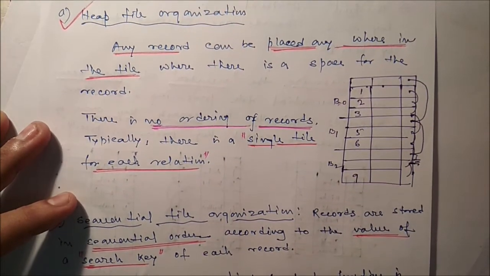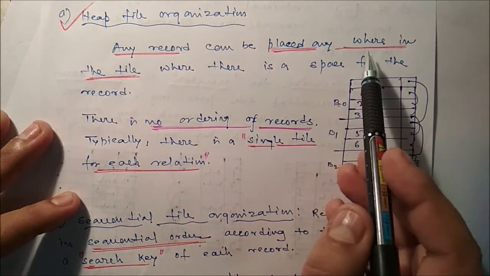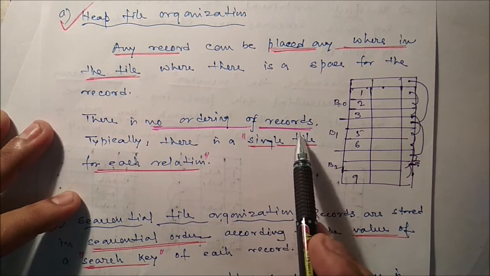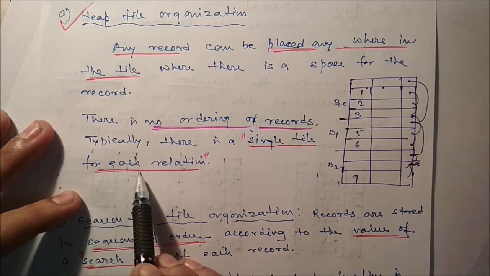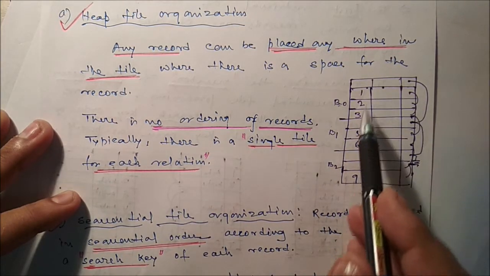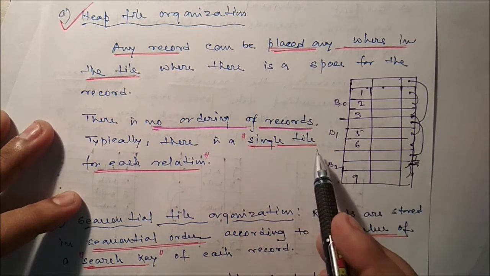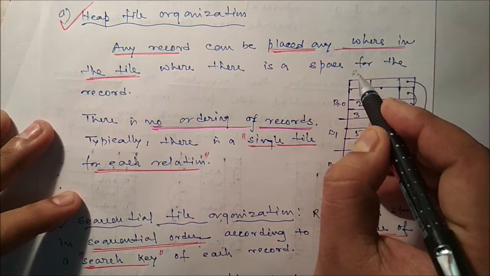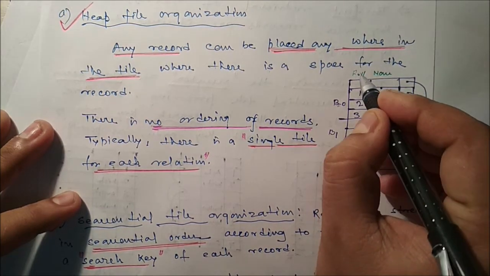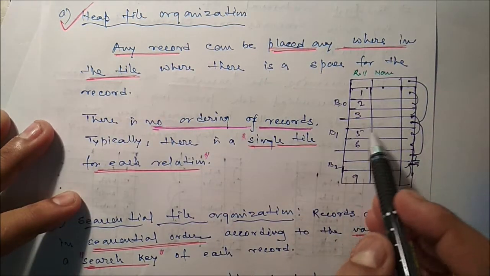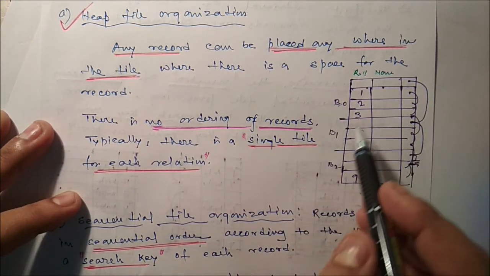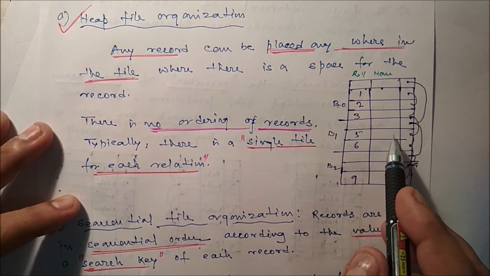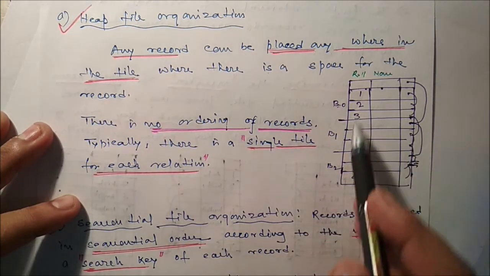Heap file organization. Any record can be placed anywhere in the file where there is space for the records. There is no ordering of records. Typically there is a single file for each relation. Say we have a database, and we need to store the information about the students, the roll number and the name. In heap file organization we do not consider anything, we just place the data whenever there is free space. So that is heap file organization. Definitely the data will not be in order.